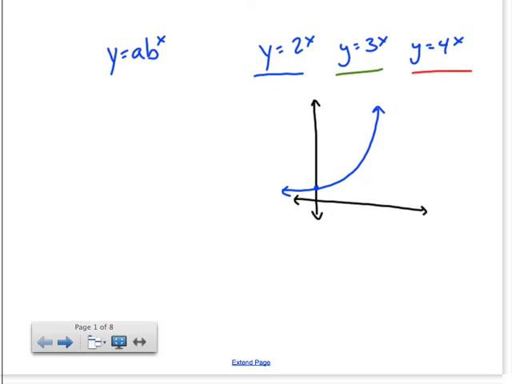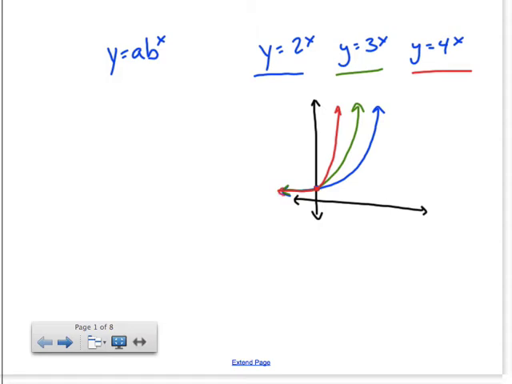I know that if the base, that b value, gets bigger and bigger, my curve is going to get sharper and sharper. So here's my green, which represents y equals 3 to the x. I'm getting a little bit sharper. In both cases, they still approach 0 to the left. And similarly for y equals 4 to the x, it's going to be even a little bit sharper. It's still going to approach 0.